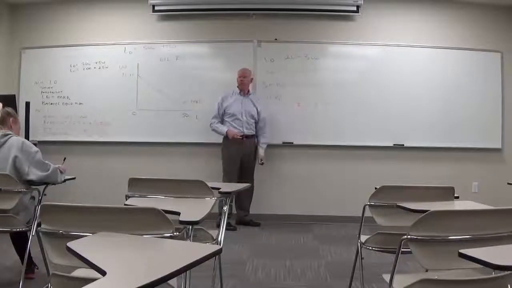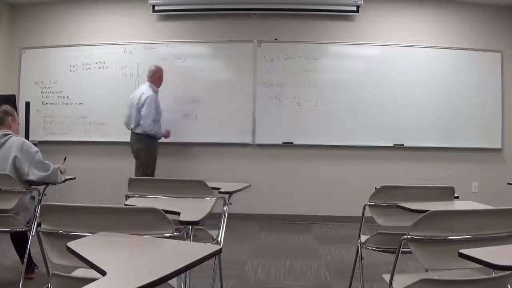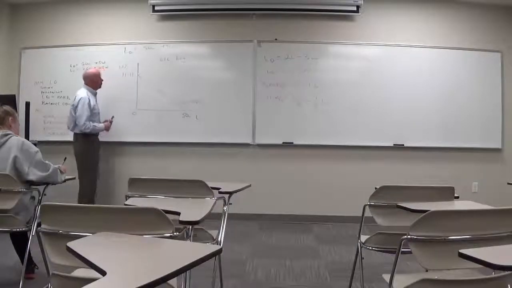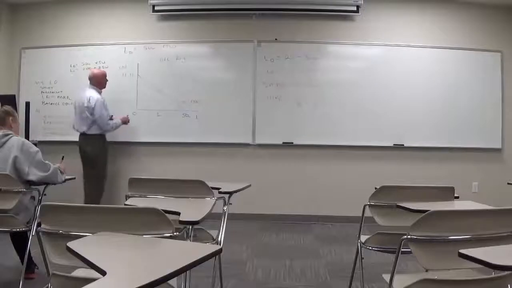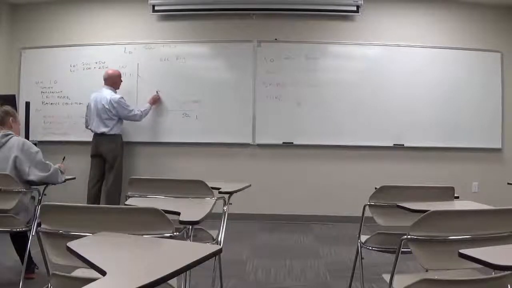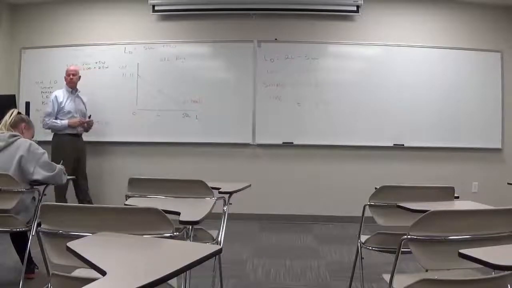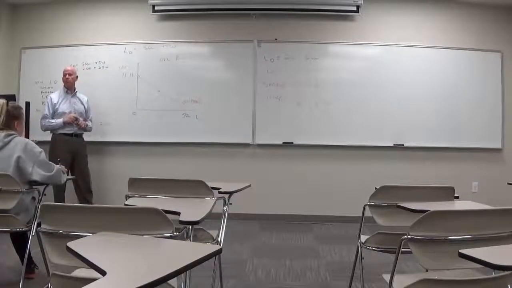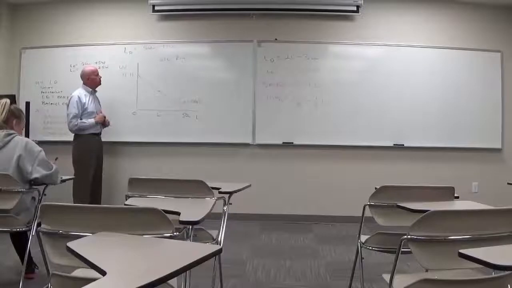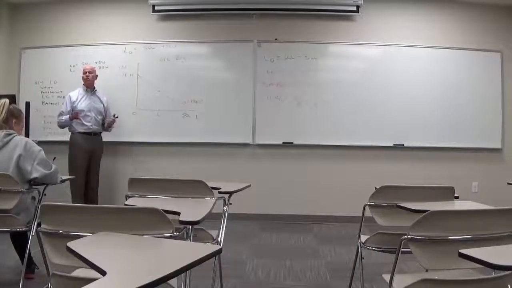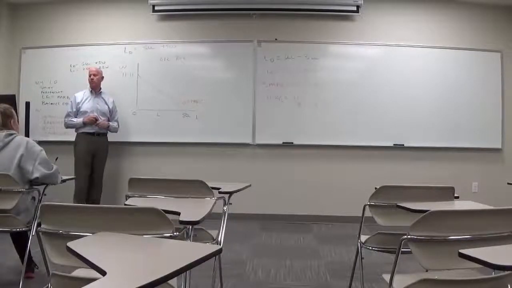Negative 1/3. So for every one rise, I come down 3 labor units. Okay, that defines my slope. It's just good to know how to do that. That'll be useful to you in the future, I promise. All right?